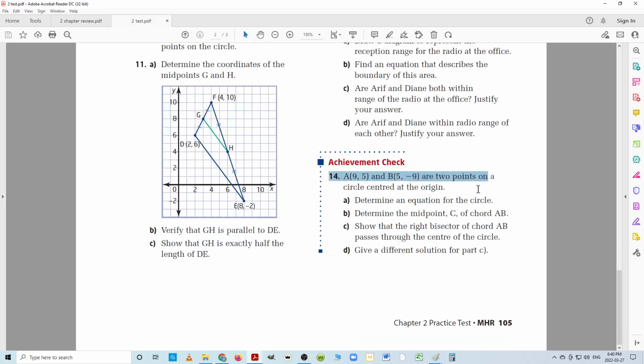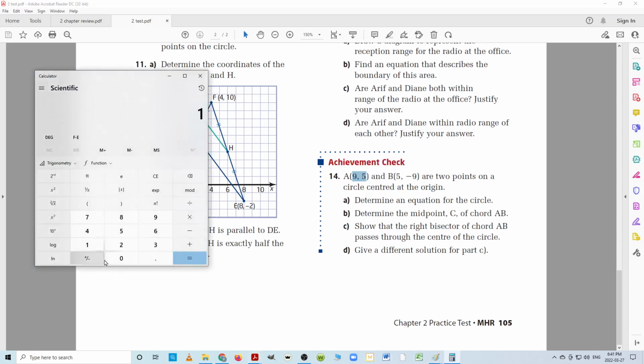Achievement check. You'd have to notice that they're opposite. So if you find their midpoint, it's going to be 0. You just have to find the distance between 0 and 9, 5. So 9 squared is 81. 5 squared is 25. So you get 106. So the radius of this circle is 10.3. So it's x squared plus y squared is equal to 106.